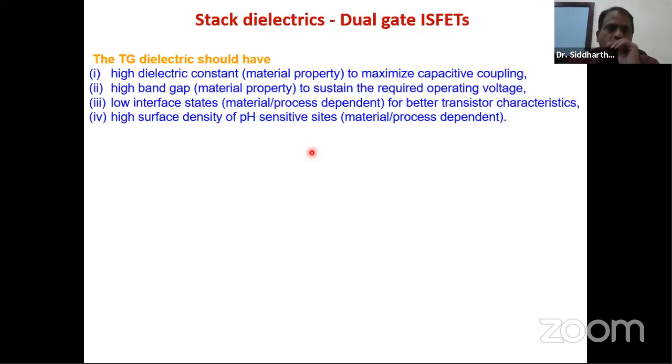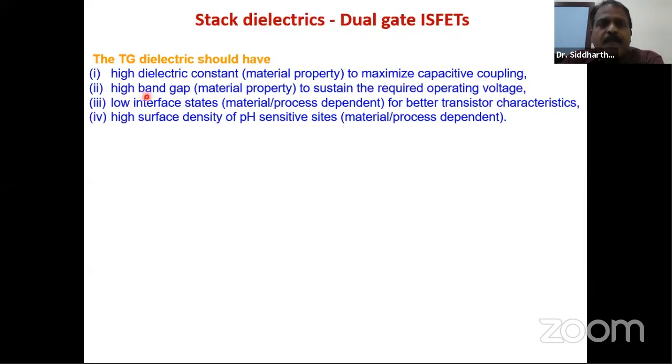What I said earlier was that when we have a dielectric, we look at different properties of the dielectric. One is the basic property of the dielectric itself, which can be used for this semiconductor device. Another one is interaction with the electrolyte. These are the properties which a typical dielectric should have. It should have a high dielectric constant, and that is needed to maximize the capacitive coupling.